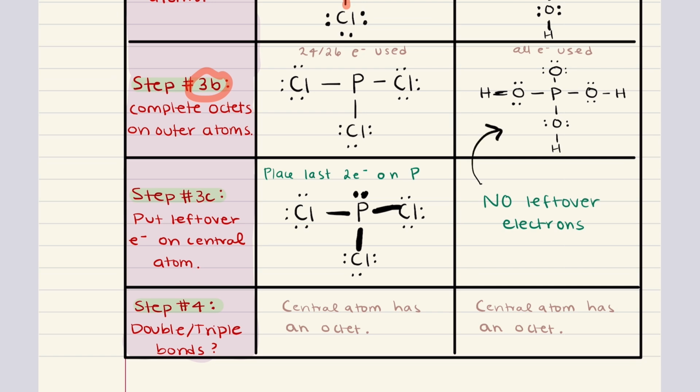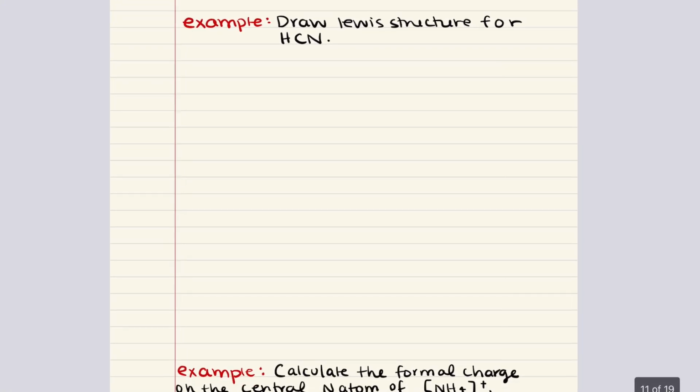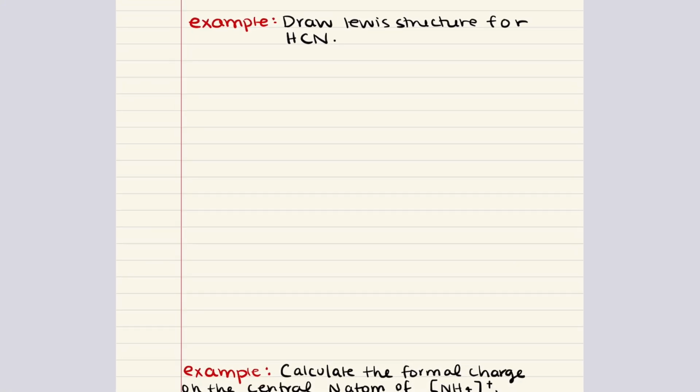Wonderful. Now, what we want to do is do another example problem. This is going to be important to practice a lot, so bear with me. We're going to do one more example for Lewis structure. For this first example, we want to draw the Lewis structure for HCN, hydrogen cyanide.